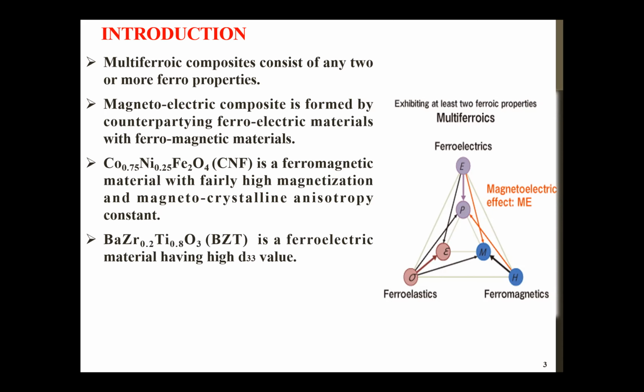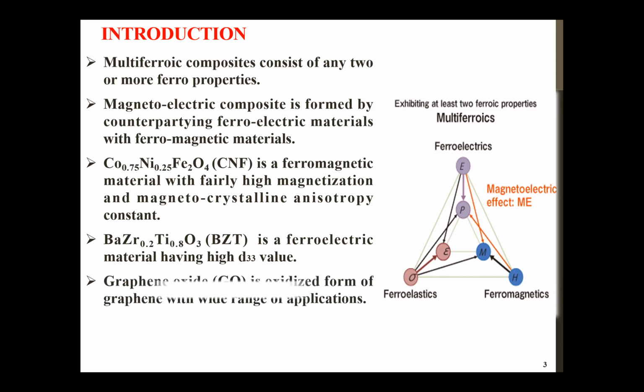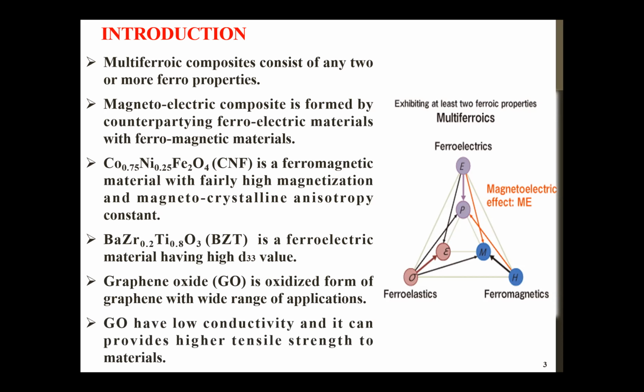BZP is a ferroelectric material having a high d33 value and higher polarizability compared to its lead-free counterparts. Graphene oxide is the auxiliary form of graphene, which has a wide range of applications. It is an insulating material and provides higher tensile strength to the material.